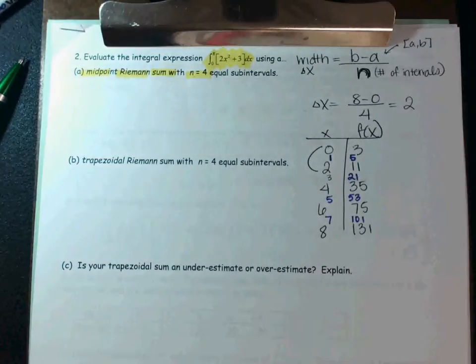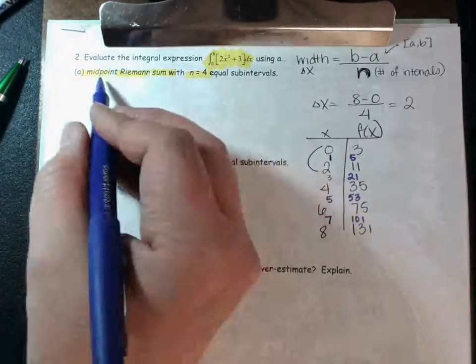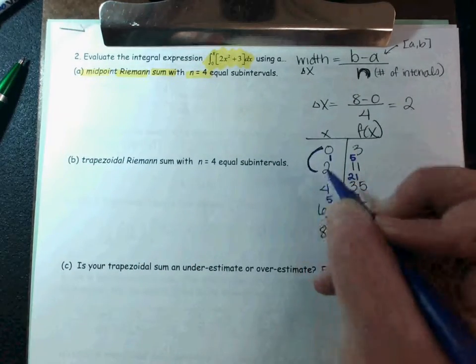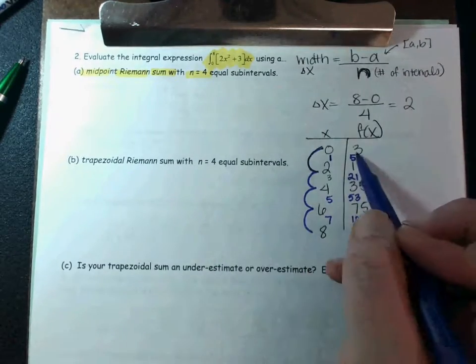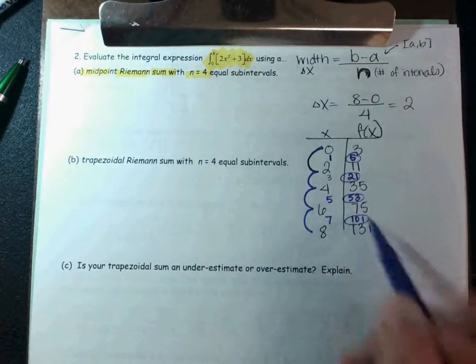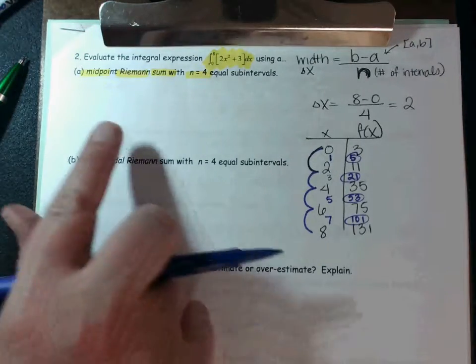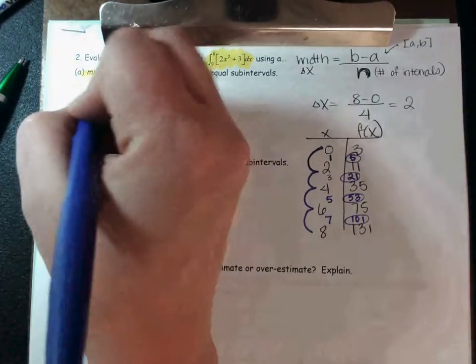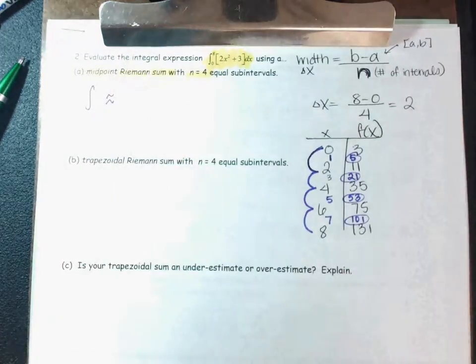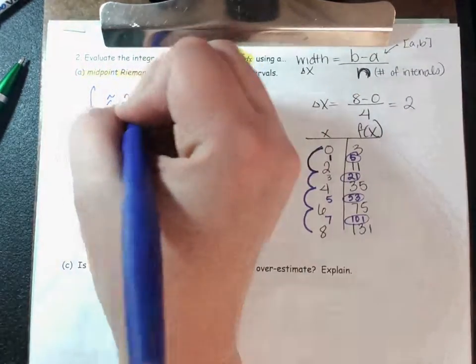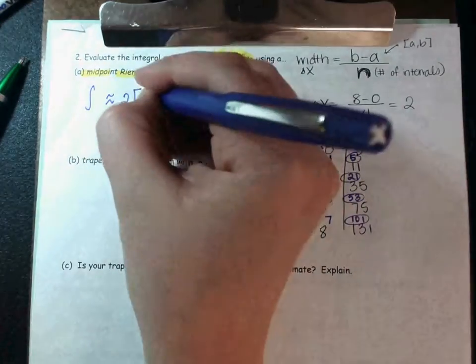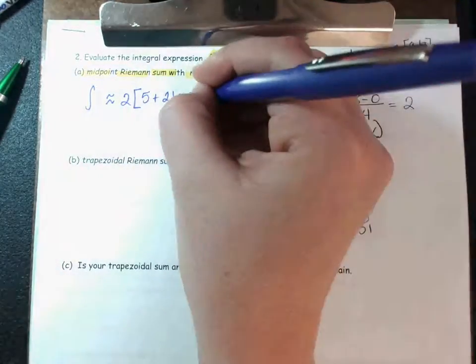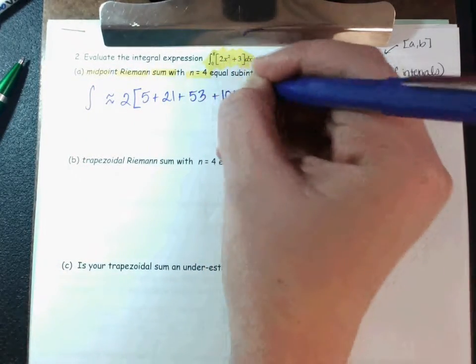So for my first rectangle, I'm going to go from 0 to 2, 2 to 4, 4 to 6, 6 to 8. And then I'm going to choose the midpoint on each of those subintervals. So this is like what we did on Tuesday. So my integral is approximated by my width is 2 every single time, and then I'm only adding the midpoints, which would be 5, 21, 53, and 101.